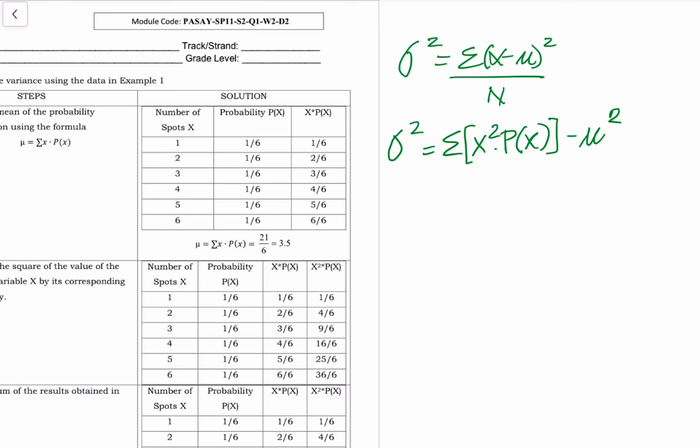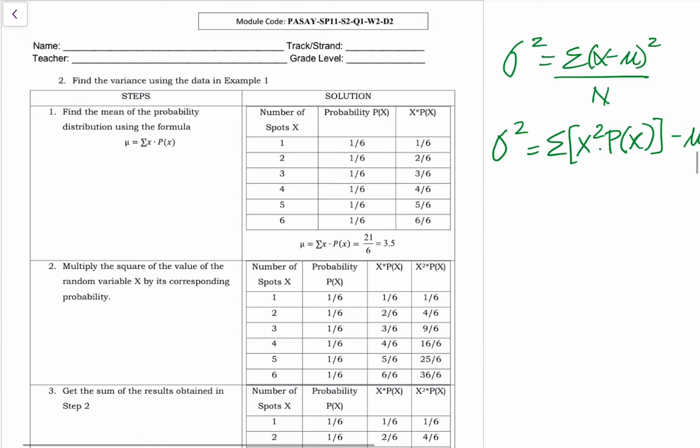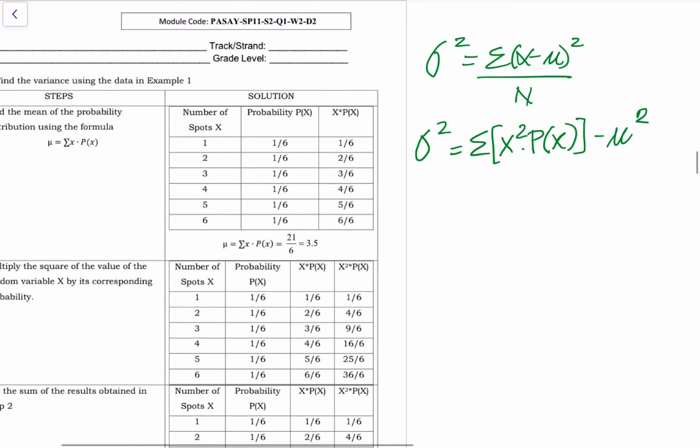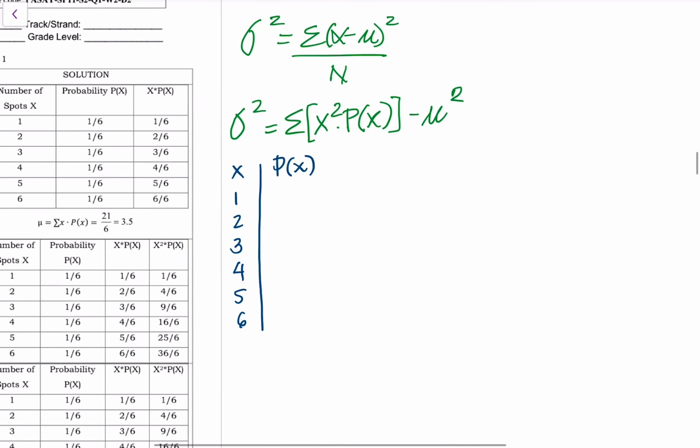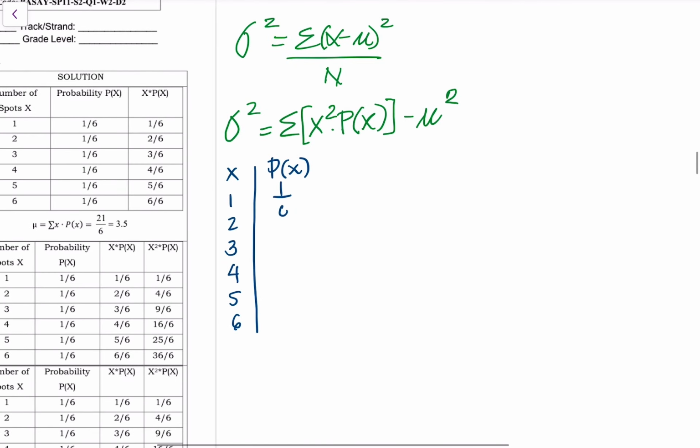If, for example, you are given our table from a while ago, in our table we already have the number of spots. We have x: 1, 2, 3, 4, 5, and then 6. And then for the probability of x, we have 1 over 6 for each. I think I need to come up with spaces.